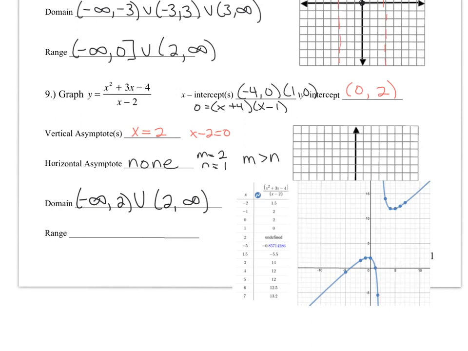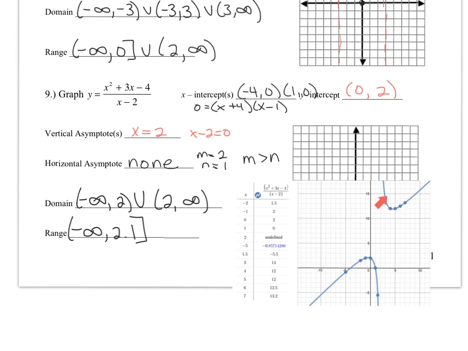And I'm getting a maximum point of 2.1 approximately. So my range would be negative infinity to 2.1. That's the highest point, and it does include 2.1 because that's a maximum. It's actually a point. So this point right up here, the y value of the highest point is 2.1.